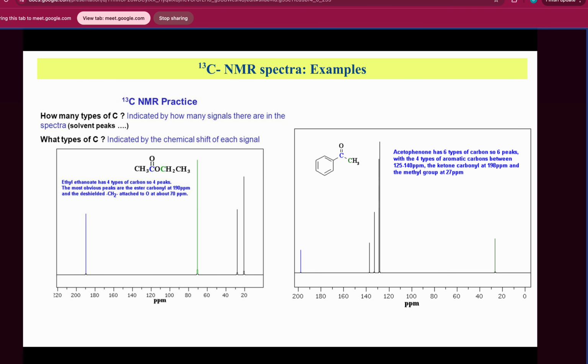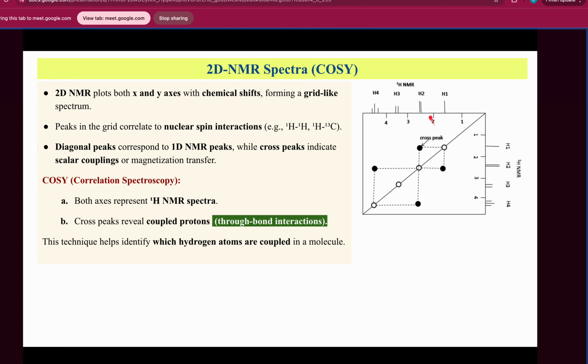Okay, till now we have only talked about one-dimensional NMR spectra, in which we consider only one element or one atom, either proton or carbon. But if there are two different directions present, that is known as 2D NMR spectra, in which we take spectra in both directions. When we compare spectra on both the x-axis and y-axis, with the chemical shifts forming a grid-like spectrum, that is known as 2D NMR spectra. Peaks in the grid correlate to nuclear spin interactions. It can be between two H1 or between H1 and C13.